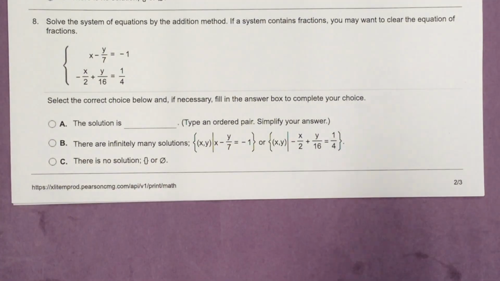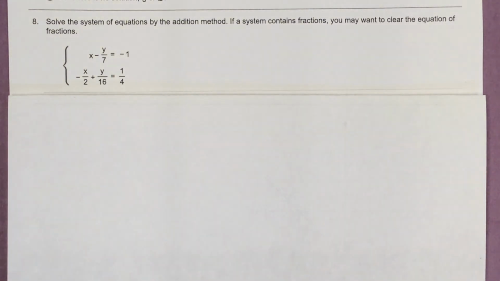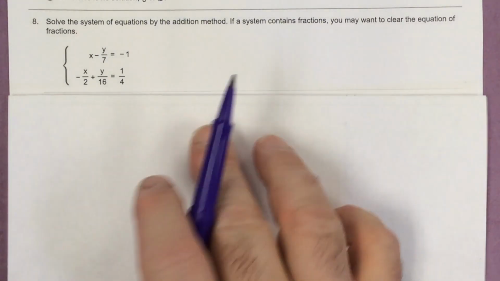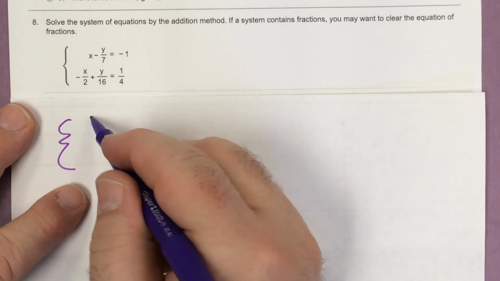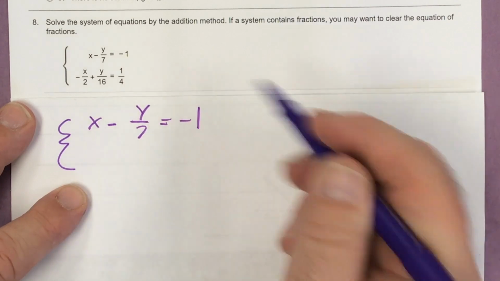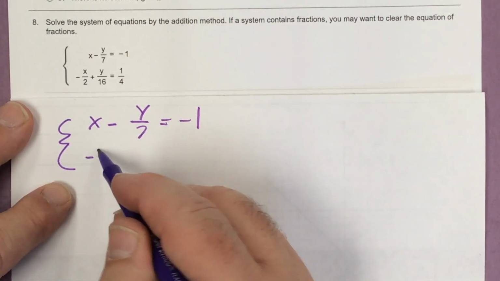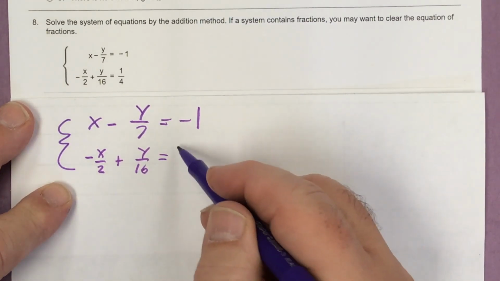Let's take a look at how we handle a question like we have for number 8. And you're probably looking at this saying, gosh, those fractions look terrible. Yeah, they do. So we're going to try to rewrite those to get rid of the fractions. I don't think you'll be getting anything on the final this scary, but if you do, you should know how to handle it. So for the first system, we have x minus y divided by 7 equals negative 1. And then your second system is negative x over 2 plus y over 16 equals 1/4.